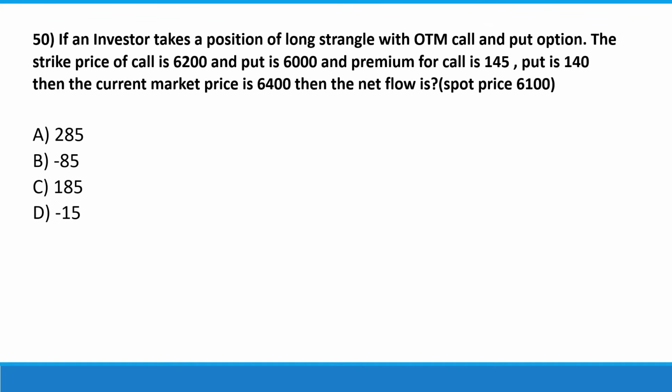If an investor takes a position of long strangle with OTM call and put options, the strike price of call is 6,200 and put is 6,000, and premium for call is 145, put is 140, and the current market price is 6,400, then the net flow is option A, 285, option B, minus 85, option C, 185 and option D, minus 15. The correct answer is option B, minus 85.